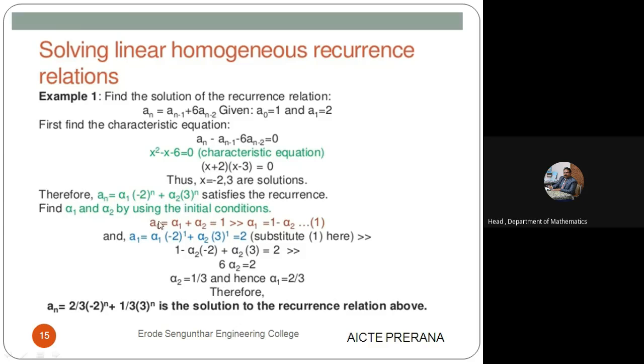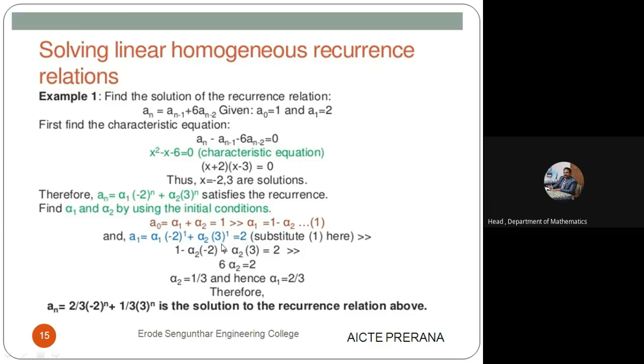Now substitute n = 0 in this equation. We get a_0 = alpha_1 (-2)^0 + alpha_2 (3)^0, so a_0 = alpha_1 + alpha_2. We know that a_0 = 1. Therefore, 1 = alpha_1 + alpha_2. In the same way, given that a_1 = 2, we substitute n = 1. a_1 = alpha_1 (-2)^1 + alpha_2 (3)^1. That is, -2 alpha_1 + 3 alpha_2 = 2.